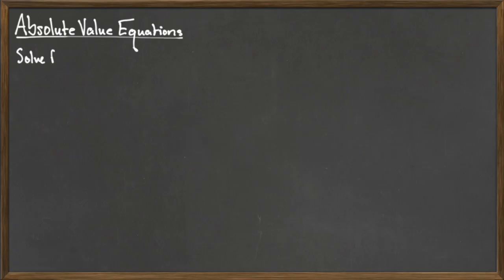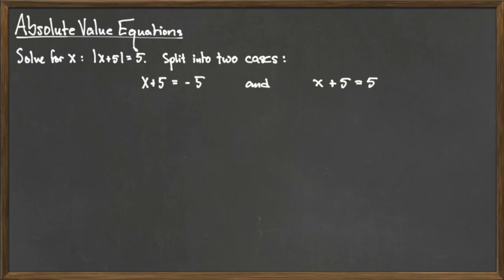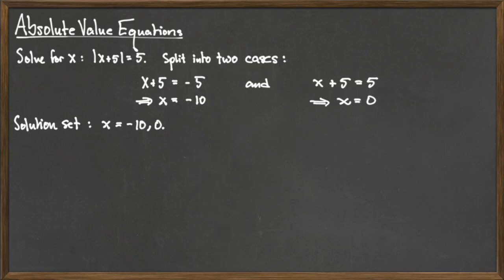First, let's solve the equation absolute value of x plus 5 is equal to 5 for x. The point is that the quantity inside the absolute value bars, that x plus 5, needs to either become a -5 or a positive 5. So we'll split this into two cases. This gives us the equations of x plus 5 equals -5 and x plus 5 equals 5. These are linear equations, so solving them is pretty straightforward. We'll get solutions of x equals -10 and x equals 0. So our solution set to this absolute value equation is x equals -10 and 0.